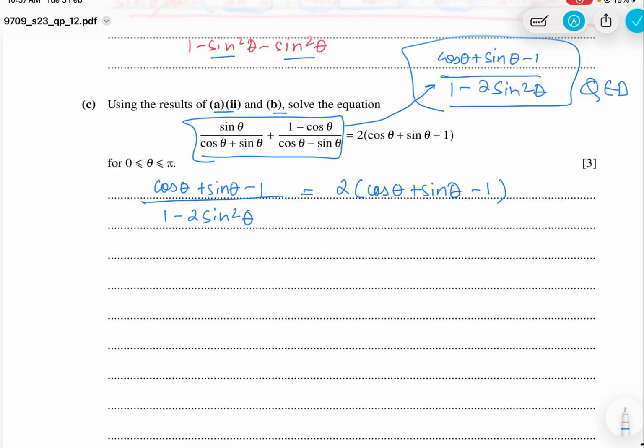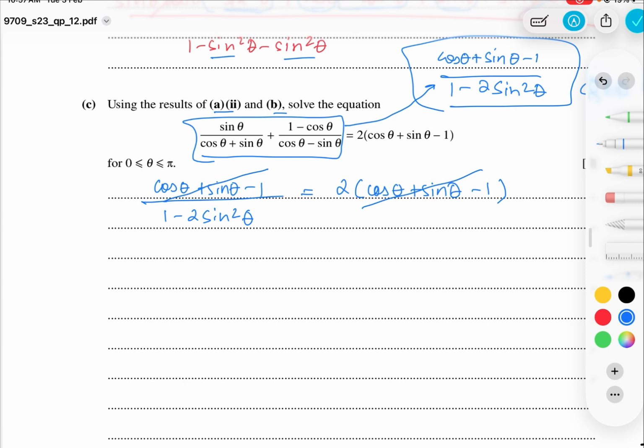Now it might be tempting for you to just cut these two. This is the mistake which most learners make. They cut both sides and then they end up with only one part of the answer. So don't do that. Never cut these two. What we will do is cross multiply, or multiply both sides by 1 minus 2 sine square theta.